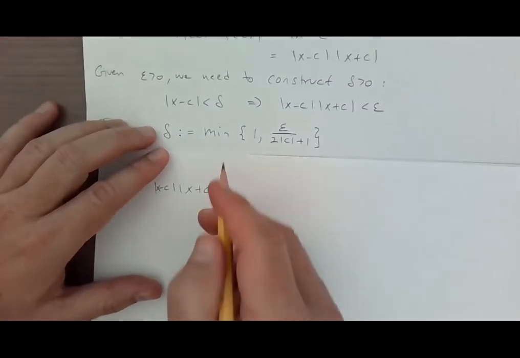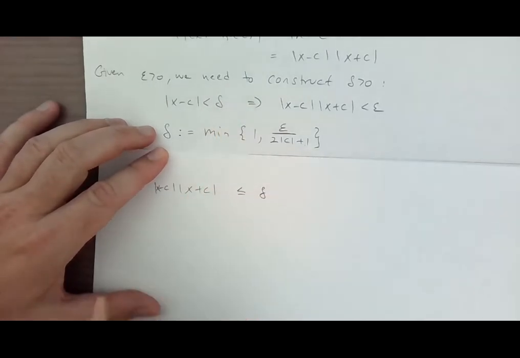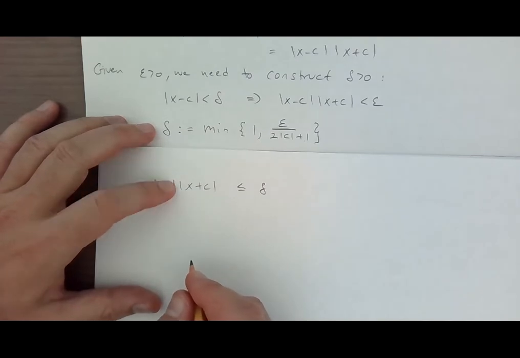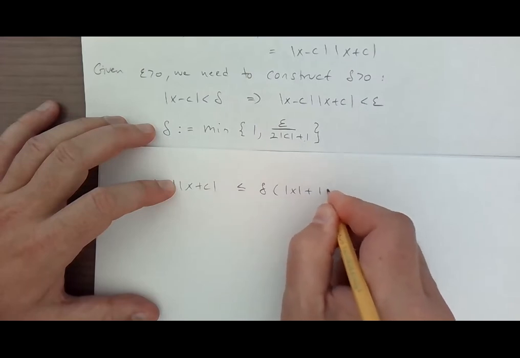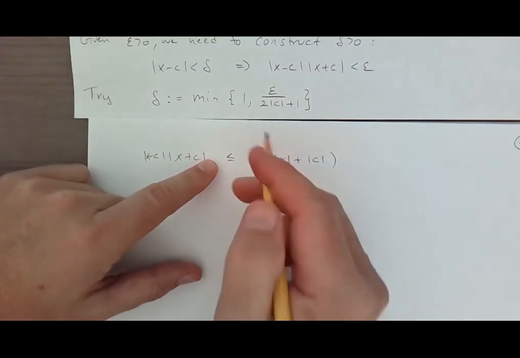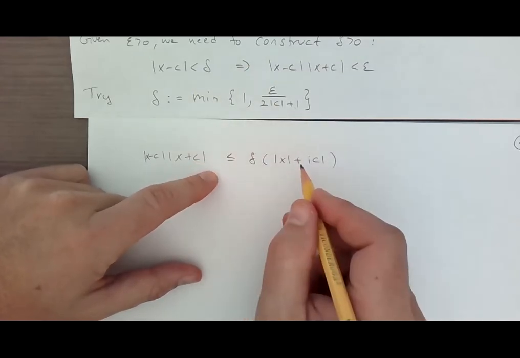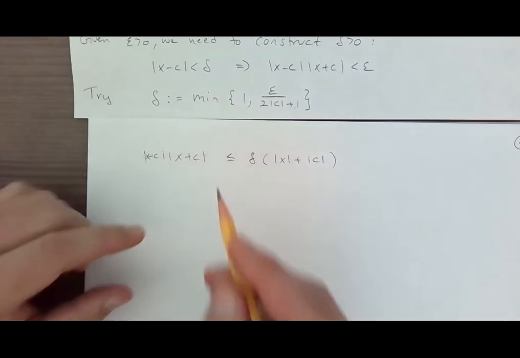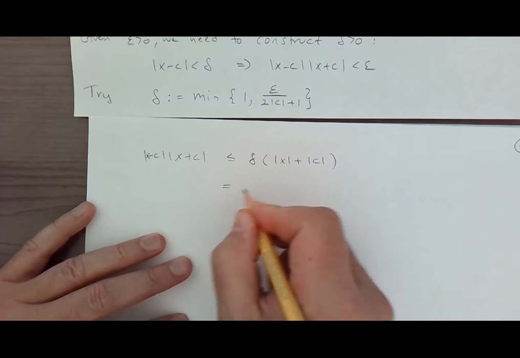Right, the first one was given to be smaller than delta, right? So we can put a delta here. That was the first one, and then I can use the triangle inequality on the other one. I get x plus c. So here I use this property, and I use the triangle inequality, right? So the absolute value of a sum is bounded by the sum of the absolute values.